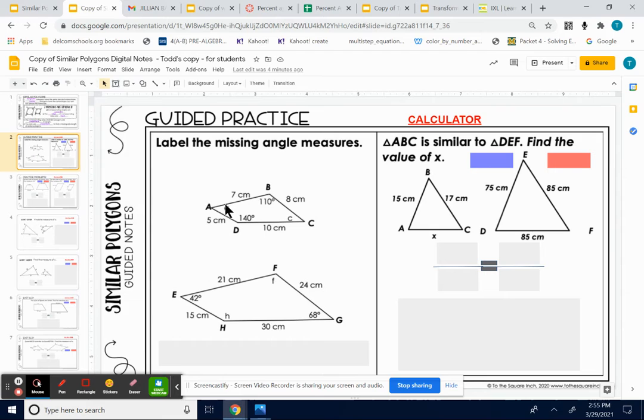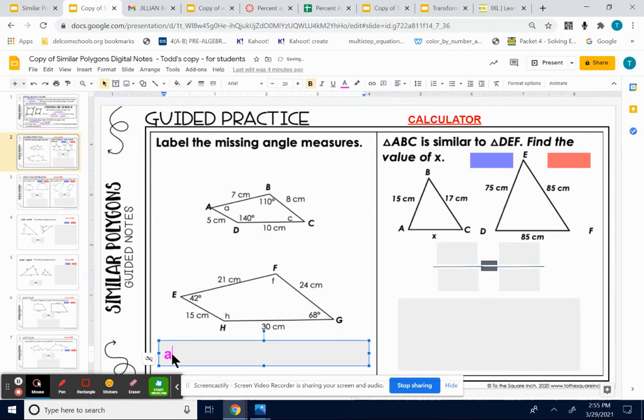So that means this angle A and this 42-degree angle, they're in the same place. So they're equal to each other. So that means angle A has to be 42 degrees. Look at the angles here on top. This 110-degree angle and this angle that says F, these are in the same place. They're corresponding angles. So these two angles are equal to each other. So angle F has to be 110 degrees.